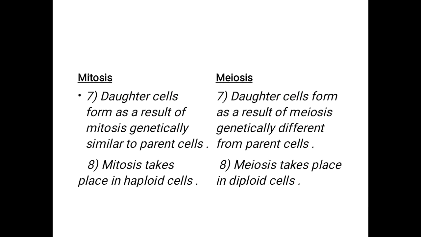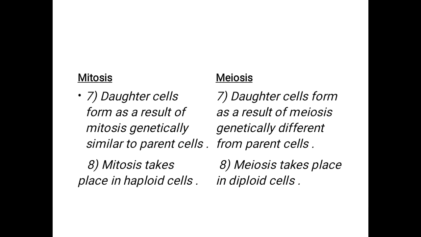And the seventh difference is, daughter cells formed as a result of mitosis are genetically similar to parent cells. Why are they similar to the parent cell? Because in the case of mitosis, no crossing over takes place. In meiosis, daughter cells formed as a result of meiosis are genetically different from parent cells. In meiosis, as we know, crossing over takes place, that's why the daughter cells formed as a result of meiosis are different from parent cells.